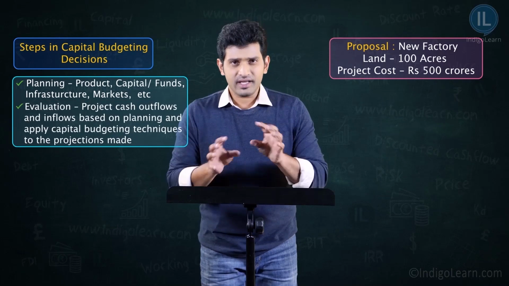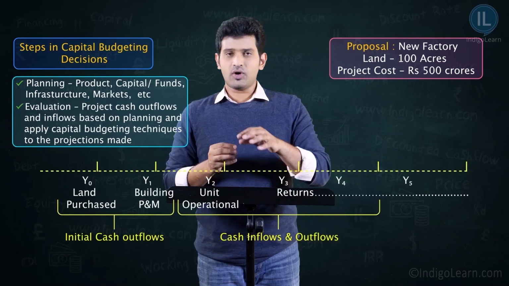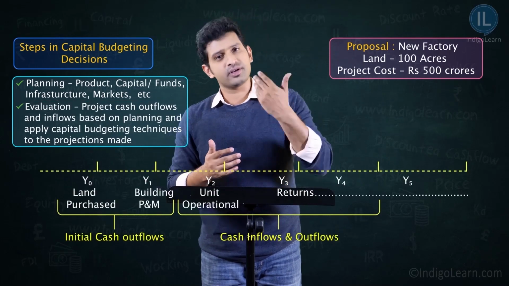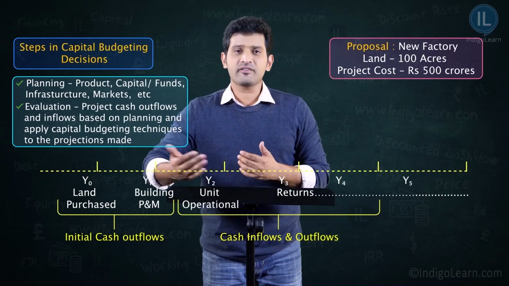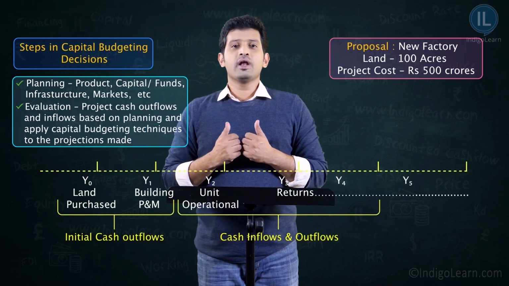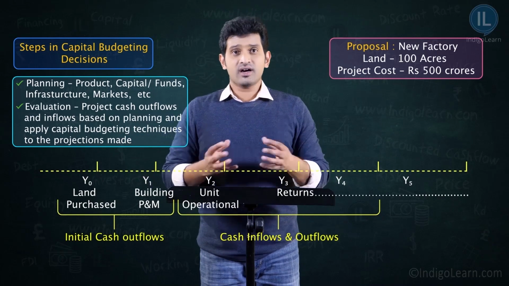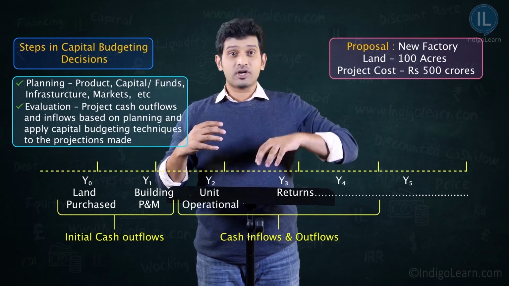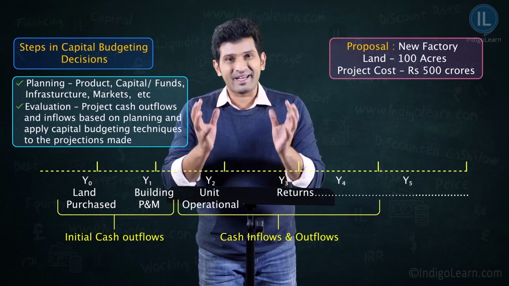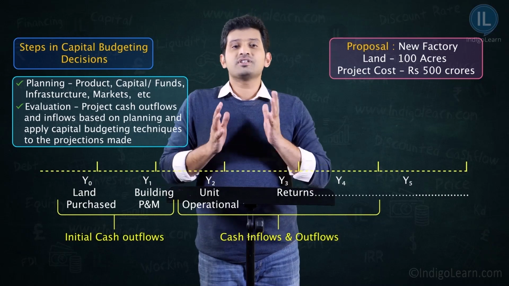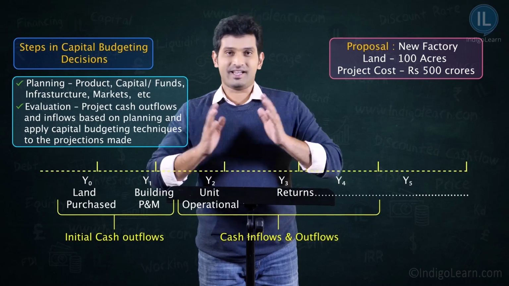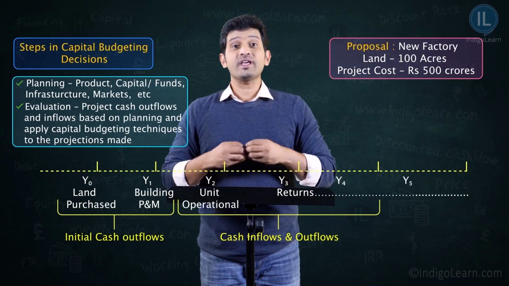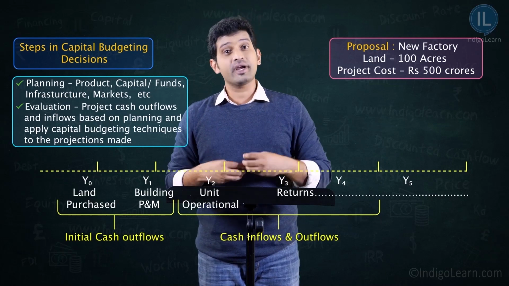Now, we said in the example, today we will invest an amount, after 1 year some more amount, after 2 years some more amount, and again after 1.5 or 2 years we will keep generating revenue. Now, how do we decide whether the amount we are getting, the inflows, is better than the outflows? There are some techniques in capital budgeting which are called capital budgeting techniques. These techniques are used to evaluate a project or evaluate a proposal.